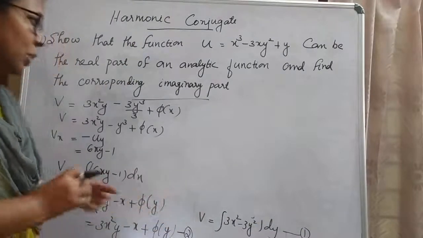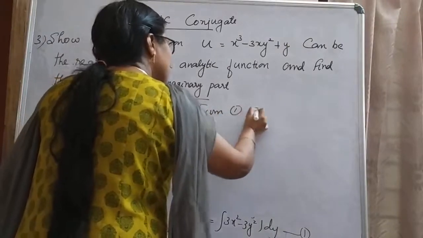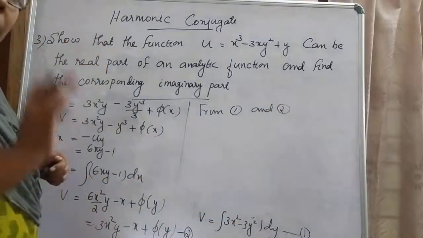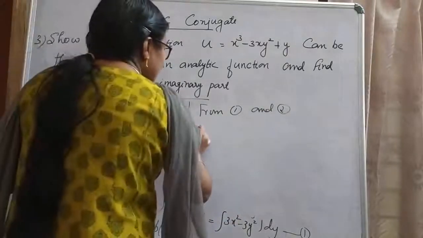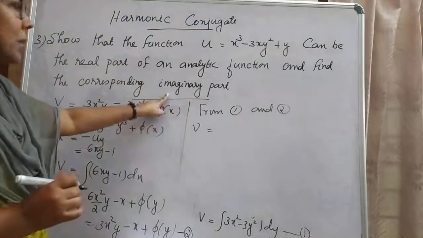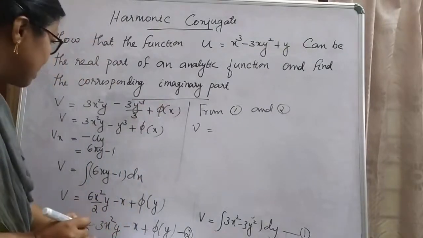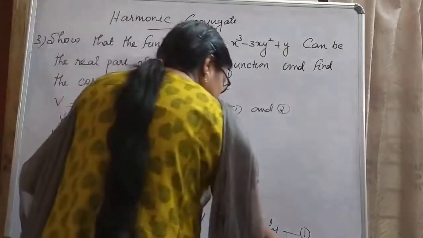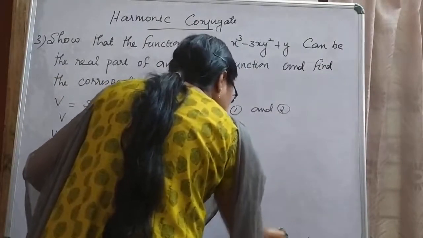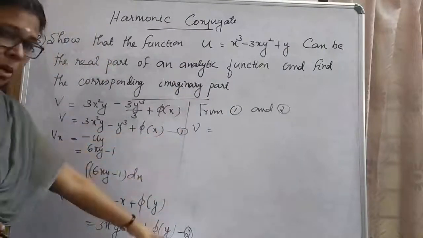From these two equations, from equation 1 and 2, by combining both these solutions, we write the final result, which is harmonic conjugate v. Harmonic conjugate v is the imaginary part. V equal to, here, this is equation number 1. This is equation number 2.